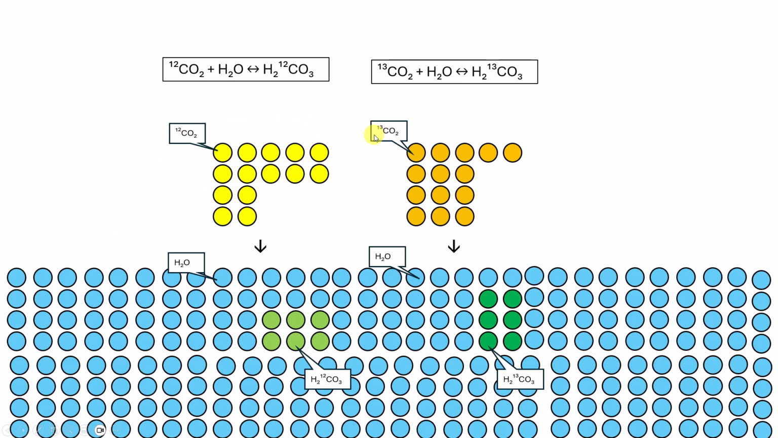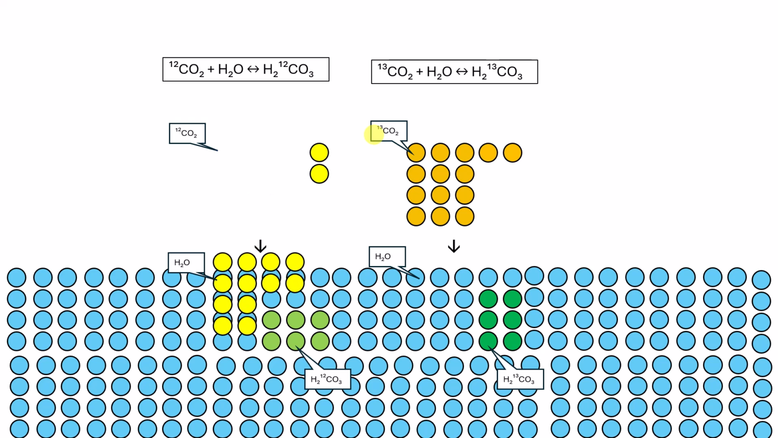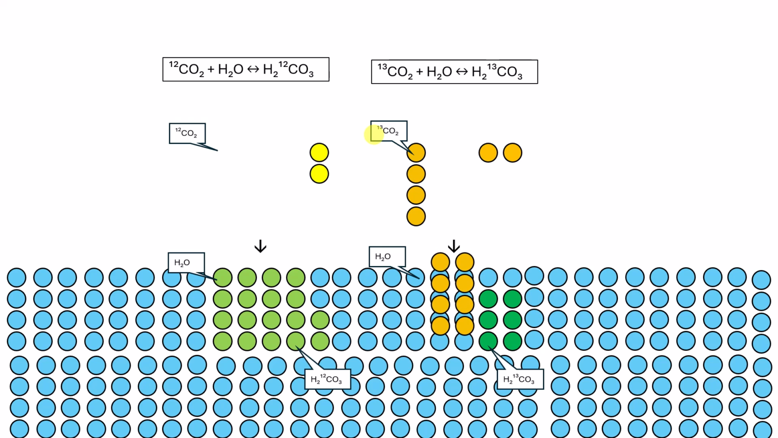So let's go back. This is where we had left off. We had 6 carbonic acid molecules with 12 carbon and 6 carbonic acid molecules with 13 carbon. Let's react another 12CO2 molecules, leading to more H212CO3, so a total of 18 H212CO3, and we're going to react 8 just as we did previously, leading to 8 more. Okay.